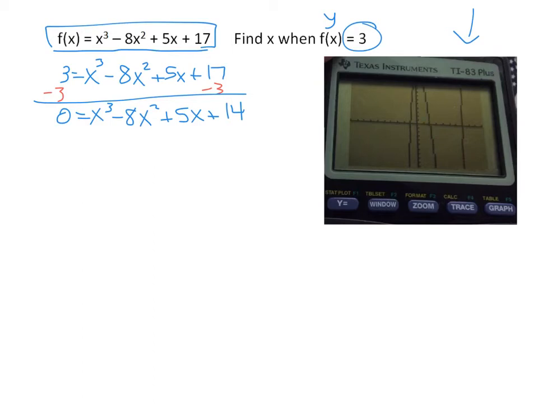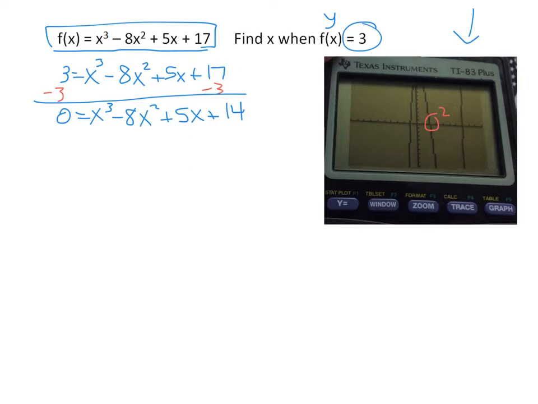So I'm going to use 2 for my x-intercept, and I'm going to for sure hit trace and then 2 and check to make sure that it is a solution or a zero or an x-intercept. All those words work there, and it is. So we're going to go ahead and use that value of 2 right here in our synthetic division.